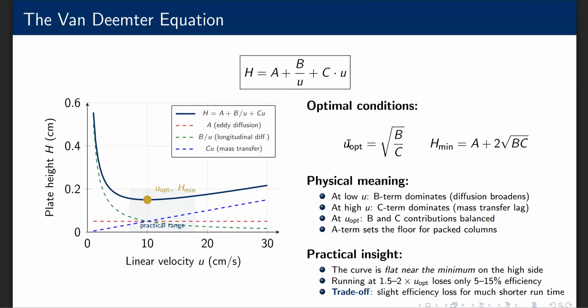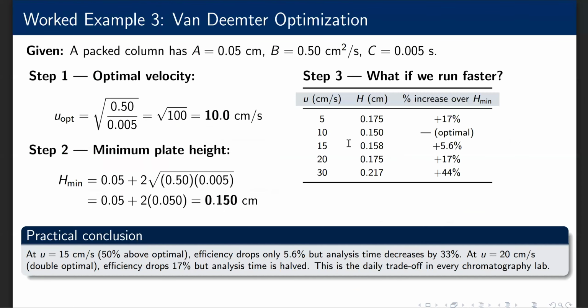The formulas on the right give the optimal velocity as the square root of B over C, and the minimum plate height as A plus 2 times the square root of B times C. Let's have a look at our third worked example, the Van Deemter optimization. Again, pause and have a chance to go through it yourself before we go through it together.